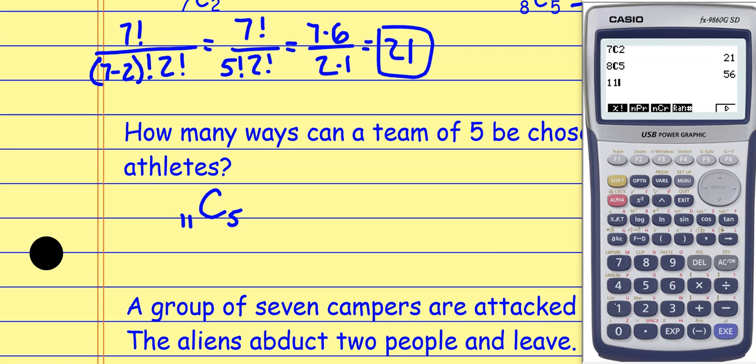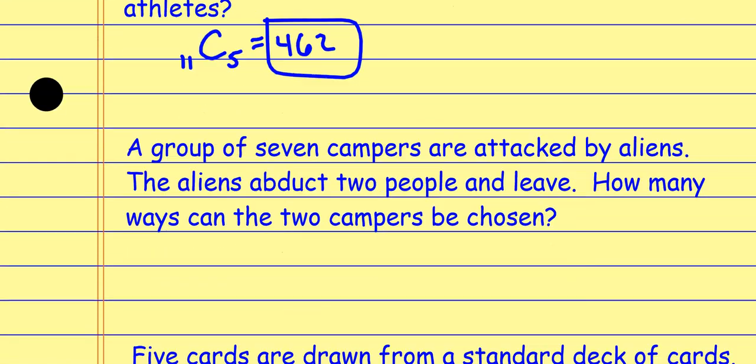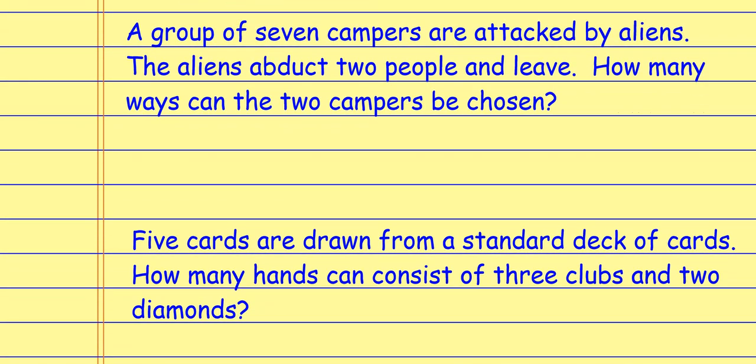And you'll notice that these numbers are quite a bit smaller. So again, type in the 11 first, then the combination, and then the 5. And notice that's a 462. That's quite a bit smaller than the types of results we were getting with the permutation. It's because it's taking out anytime we change the order, it's not counting that as a separate thing. Whereas with permutation, when we change the order, it's counting those as separate results. But now it's not.